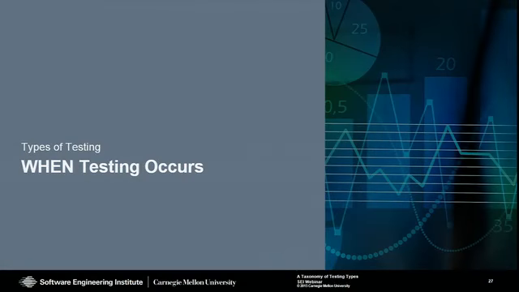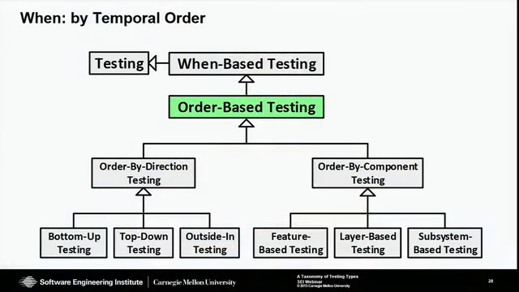Okay, moving away from what you're testing, let's take a look at when the testing actually occurs. In this case, we're going to look at the order in which testing takes place. So, for example, if you look on the left-hand side and look down at the bottom, you could start with your entire system, start at the individual units, and do your testing bottom up. So you test the units, then you test collections of the units, collections of collections, until you get all the way up to the top.